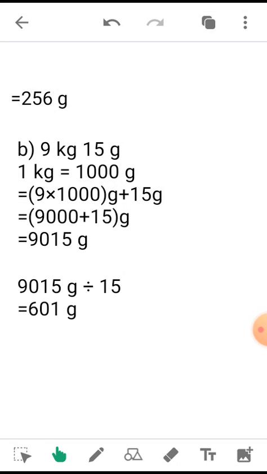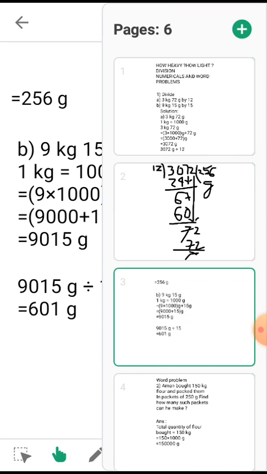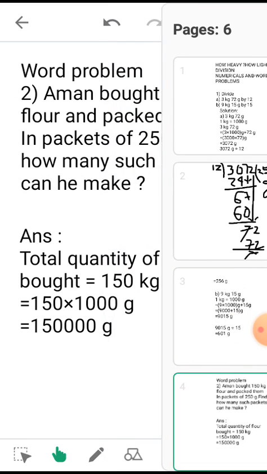Now coming to question number B, 9 kg 15 gram. So it can be converted to gram as 9015 gram. I have already calculated the value. Please do the division part. You will also get 601 gram. Now regarding the word problem, we come to the next board.